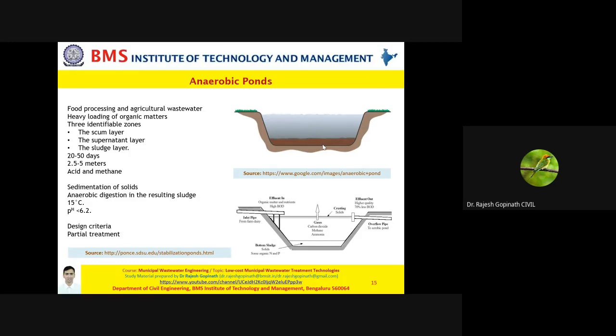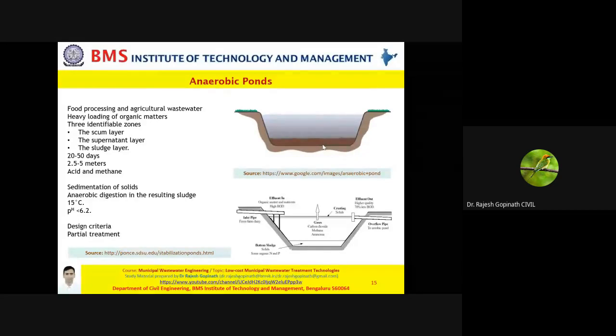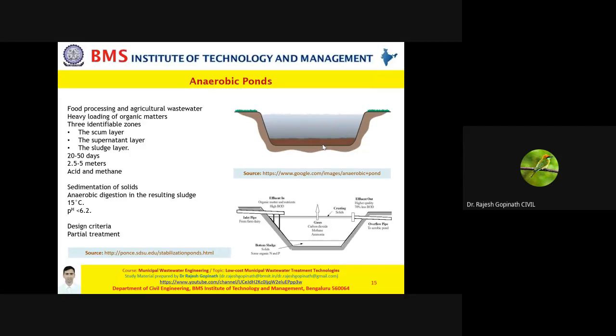Please understand, this kind of system requires a longer time. The detention period is about 20 to 60 days, and its depth is around 2.5 to 5 meters. Since you're talking about an anaerobic process, there is acidogenesis taking place, methanogenesis taking place. In simple words, there is fermentation, there is production of acids and production of methane happening due to the presence of methanobacter and methanococcus. Since you have a distinct sludge being produced, sediment oxygen demand also happens here.